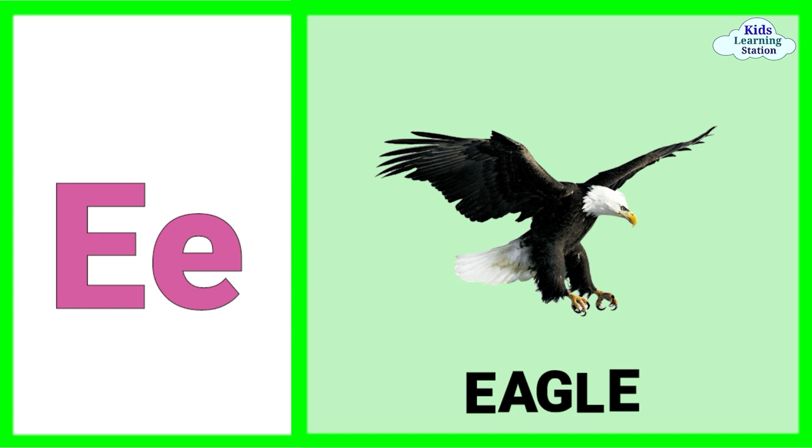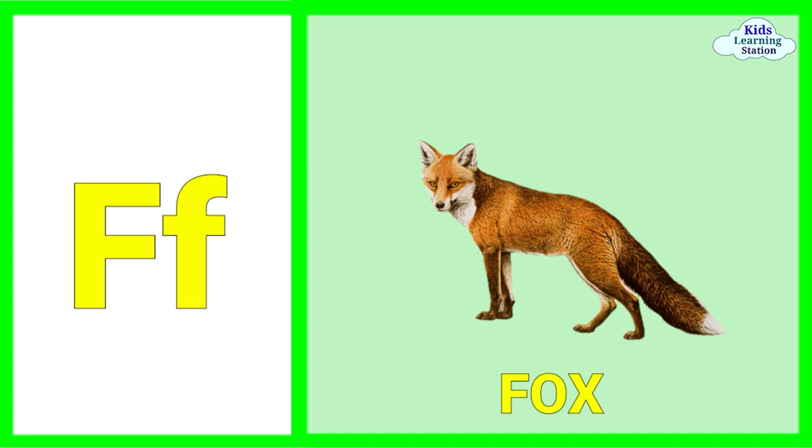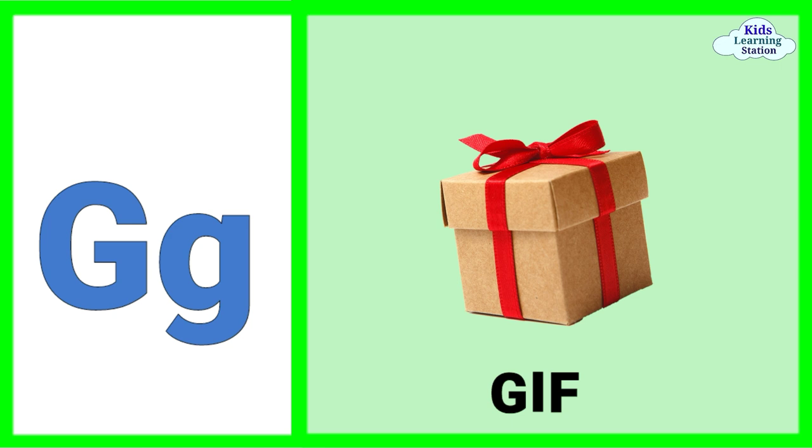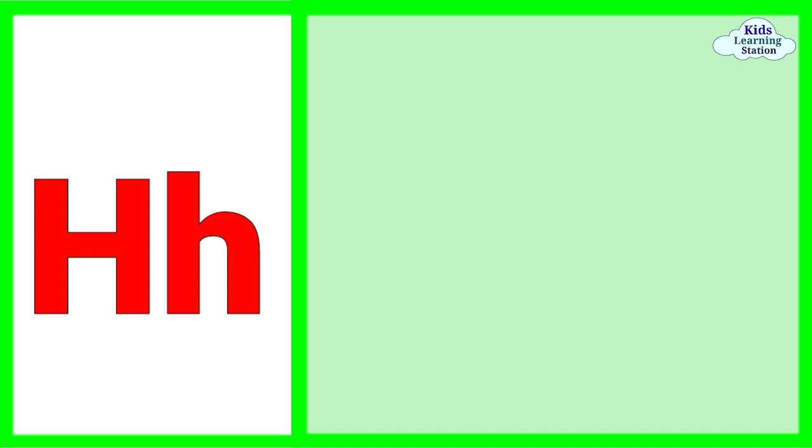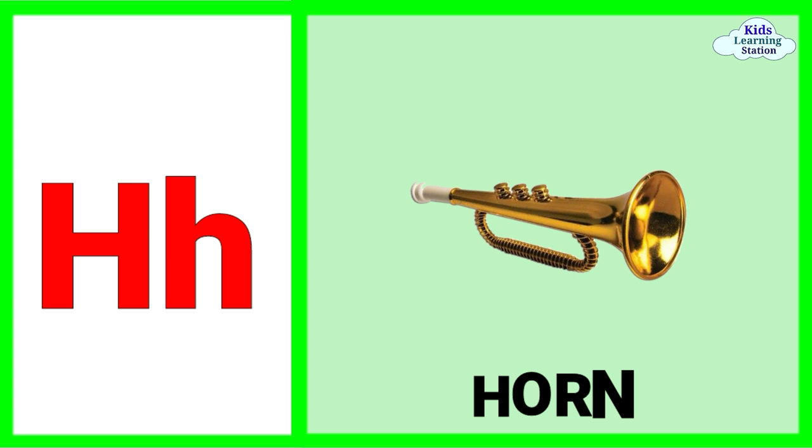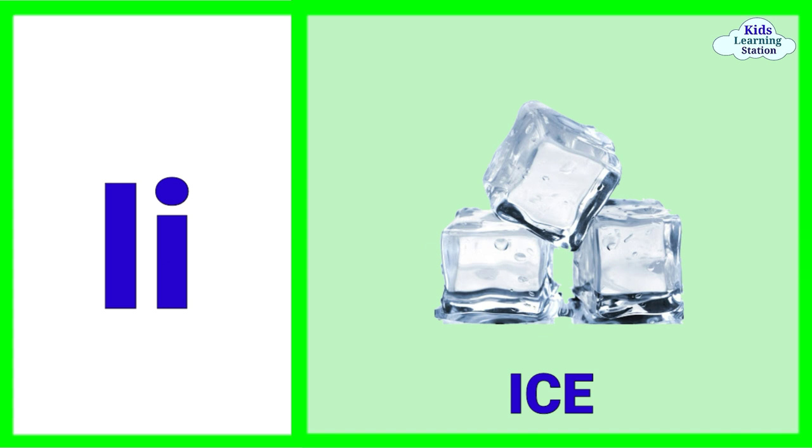F is for fox. F-O-X. Fox. G is for gift. G-I-F-T. Gift. H is for horn. H-O-R-N. Horn. I is for ice. I-C-E. Ice.